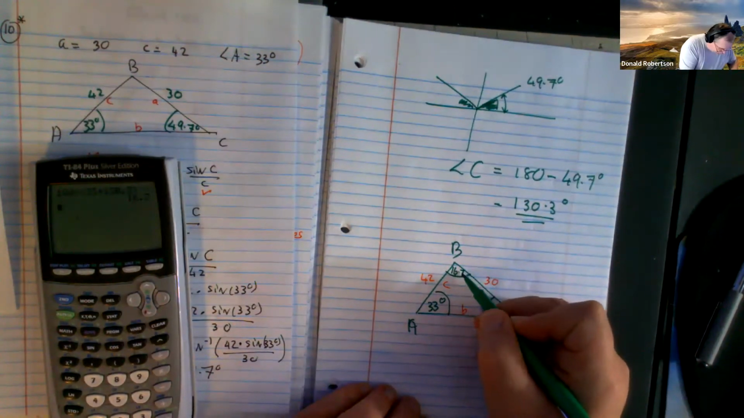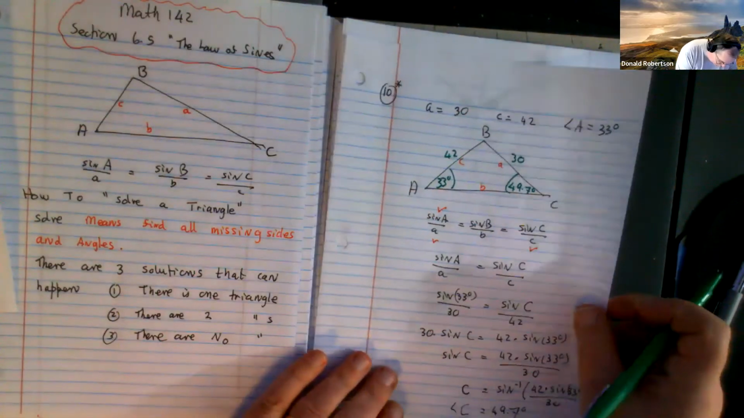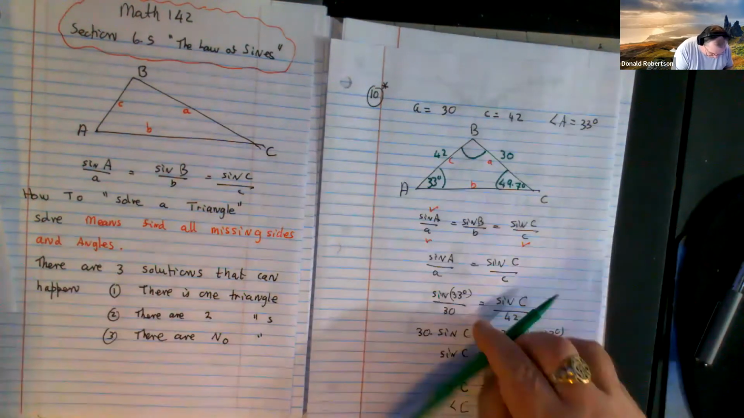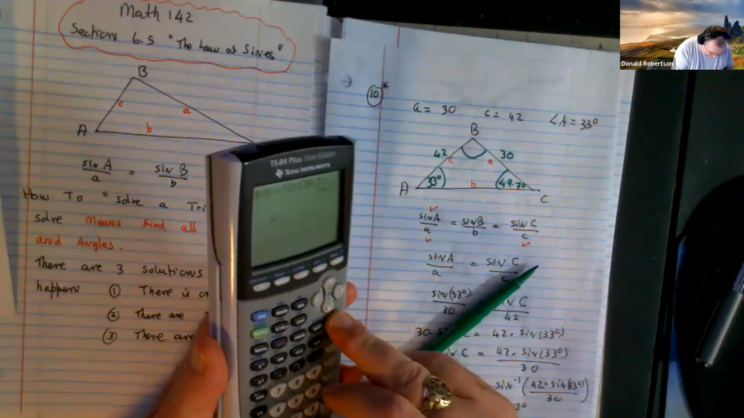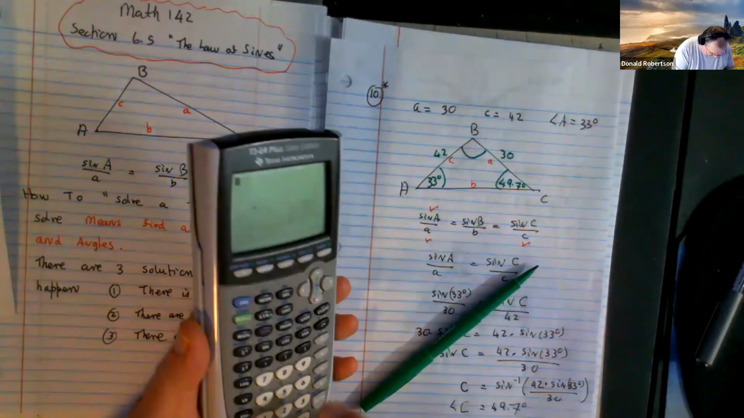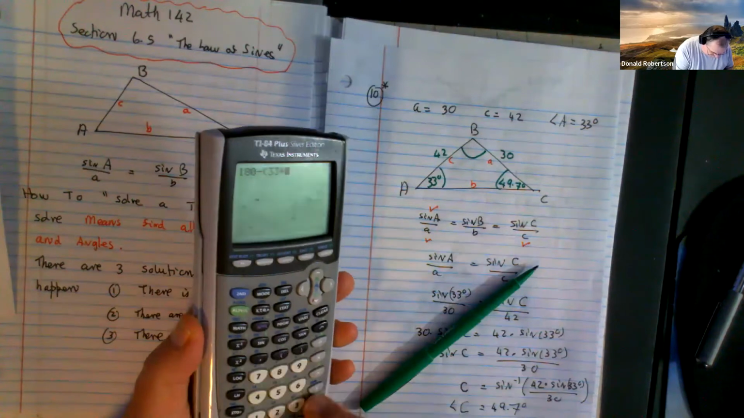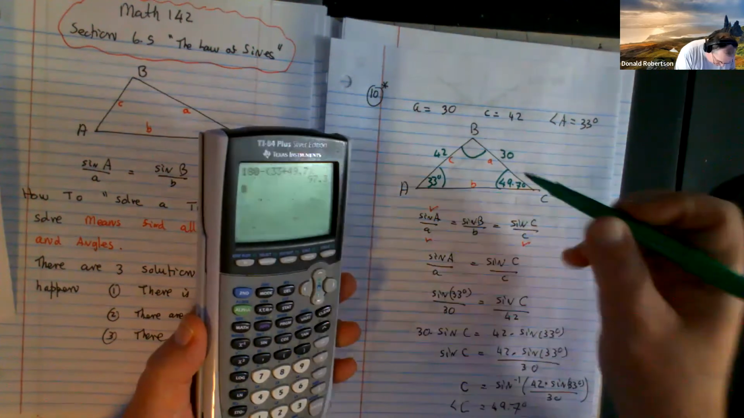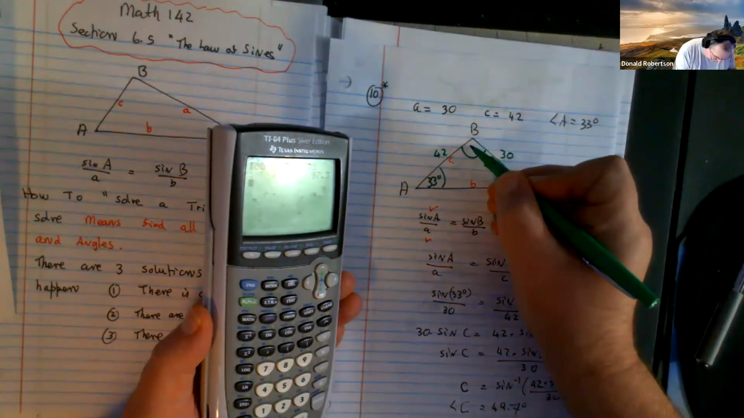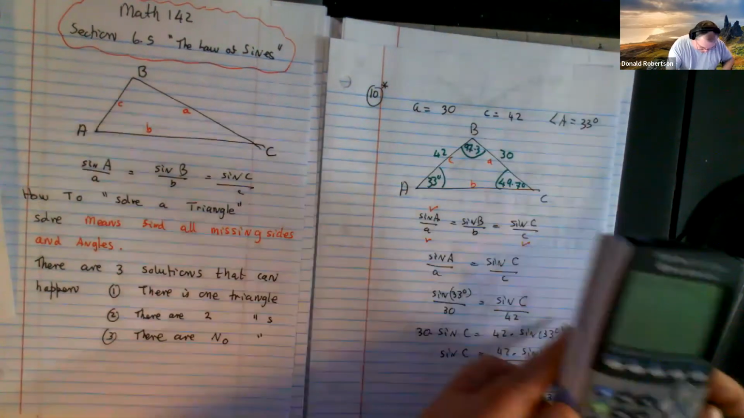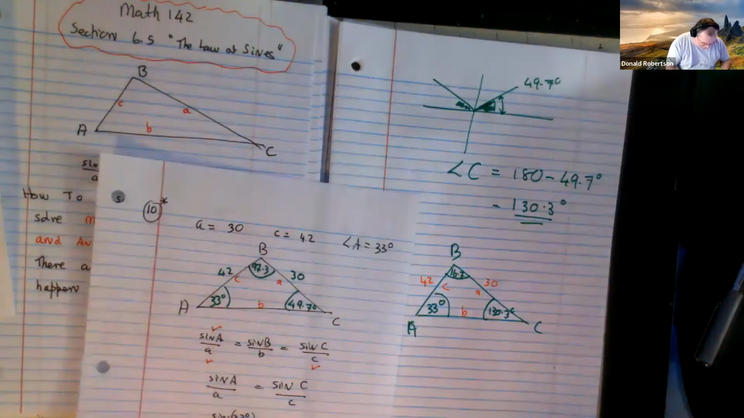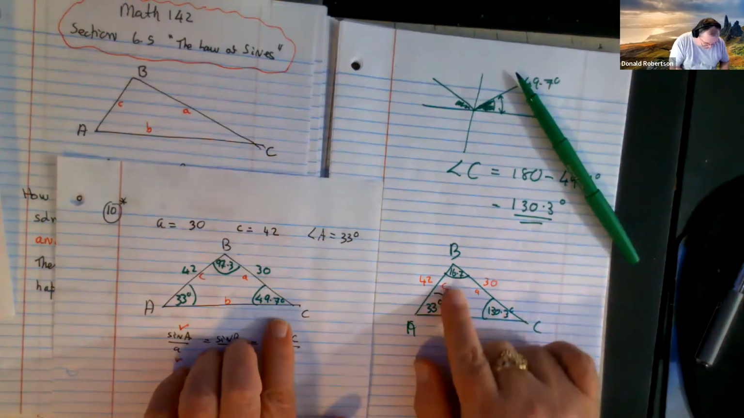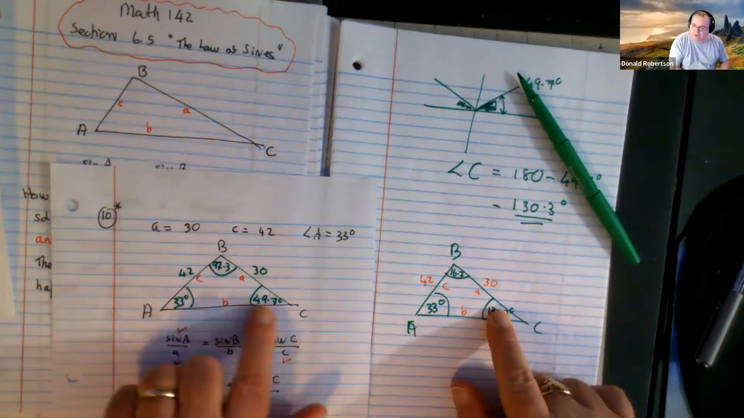If I now return to the first triangle, I can also get this one. If you add these and take away from 180, let's see what that gets you. 180, take away 33 and 49.7. And this angle ends up being 97.3. So if I put those two triangles side by side here, there's quite a significant difference in these angles, right? Quite different.